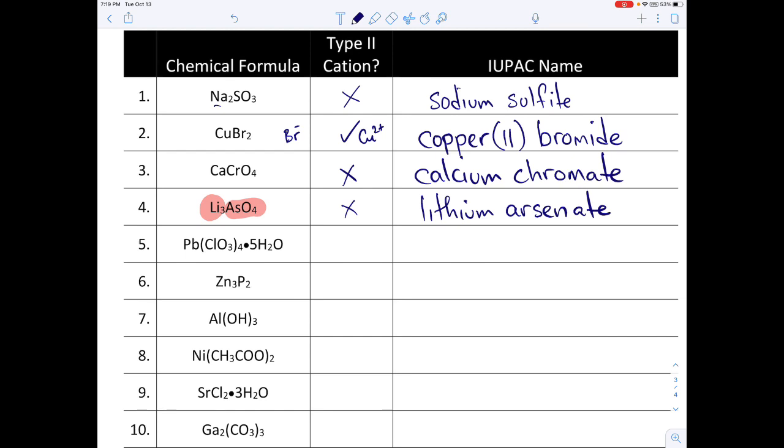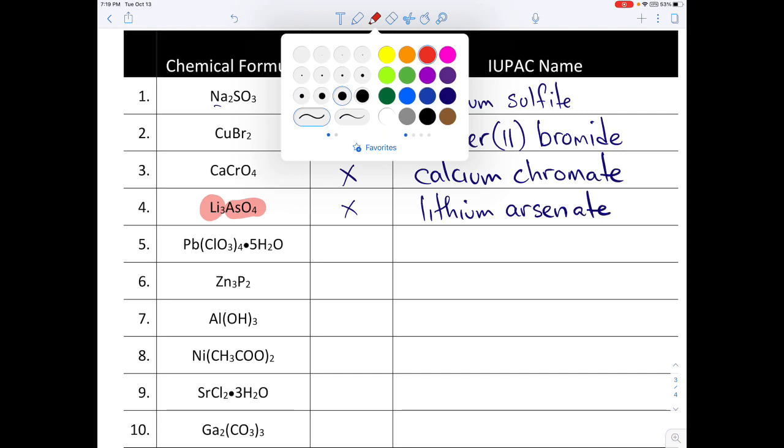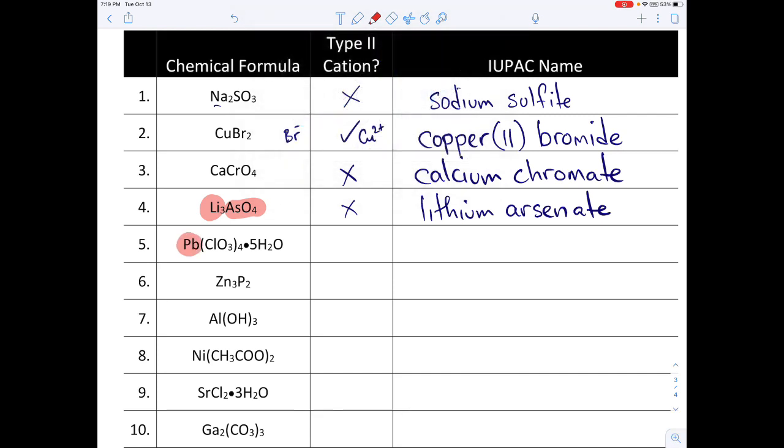The next guy is a bit more complicated. I see those water molecules at the end, so I know it's going to have a hydrate at the end of its name. So for now, let's just ignore that and look at the beginning part. It has a lead, and then it has 4 of these ClO3 minuses that are in the brackets there. So the lead, I recognize, is a type 2 cation. Lead has more than 1 possible charge. Let's figure out what its charge is.